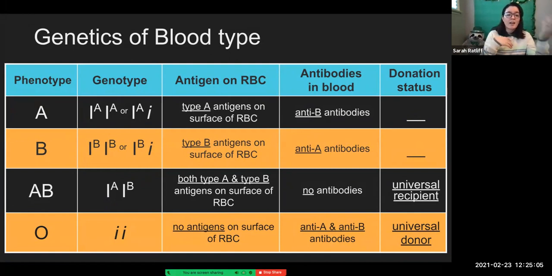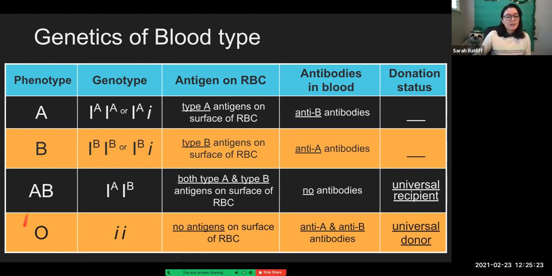So for me, I got an A allele from my mom or dad. I got a B allele from my mom or dad. I don't remember which one was type A and which one was type B, but whoever was type A gave me an A allele. Whoever was type B gave me a B allele. So I am codominant for AB blood.